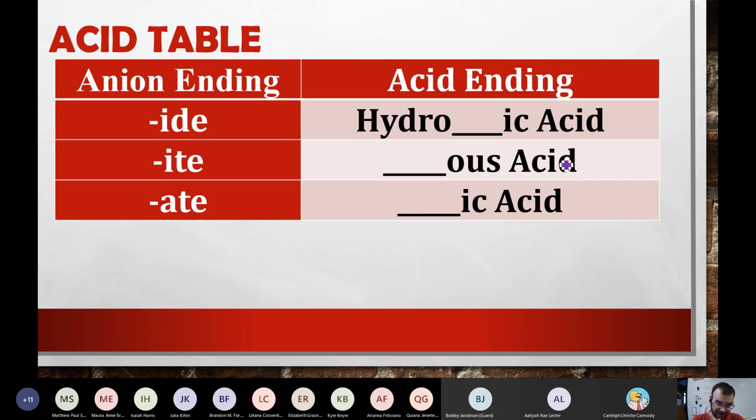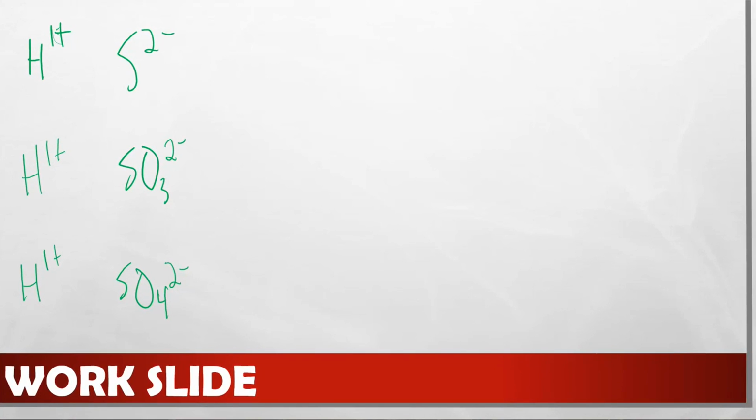It always starts with hydrogen, which means you never have to simplify. You never have to use Roman numerals, but you do have to change it so that it has a proper name to it. And that's completely based on whether it's ide, ite, or ate. Making the formula is the same deal we've been doing. There's really nothing different about that.